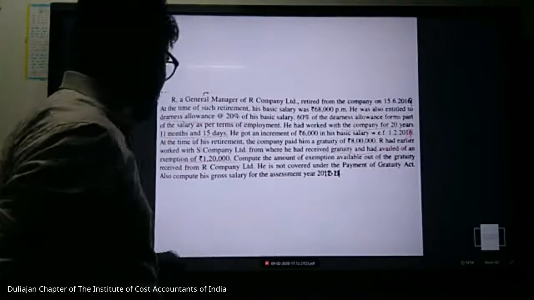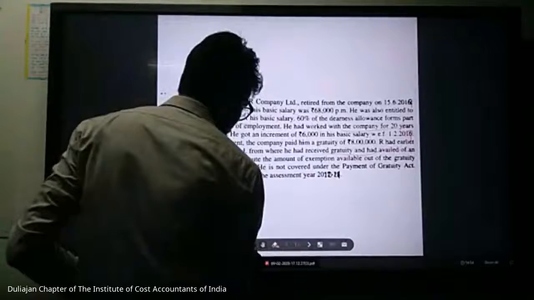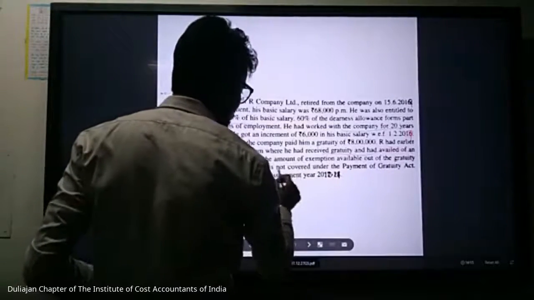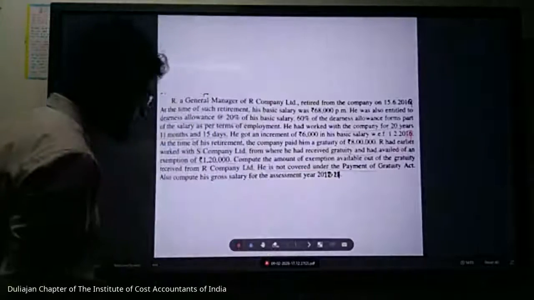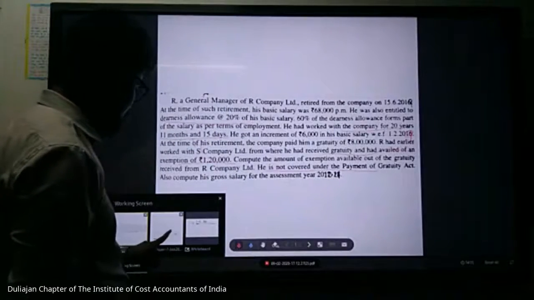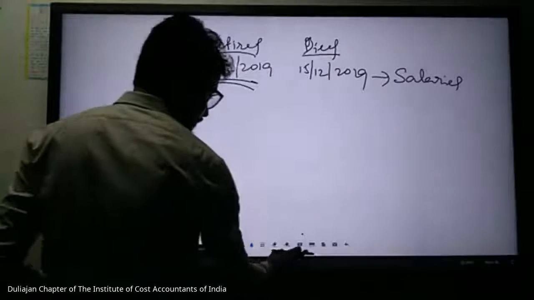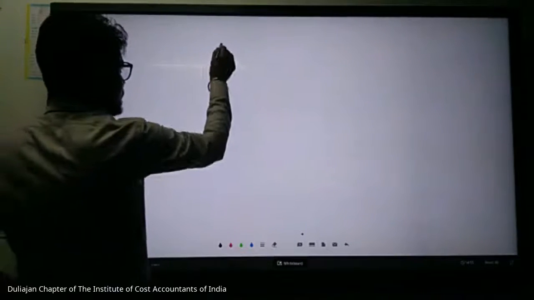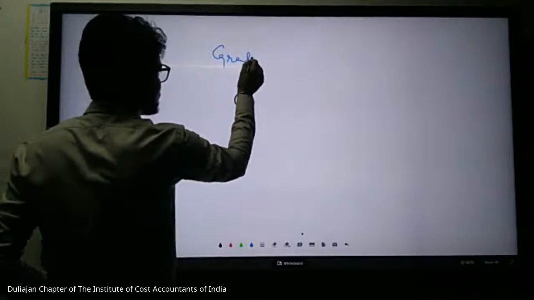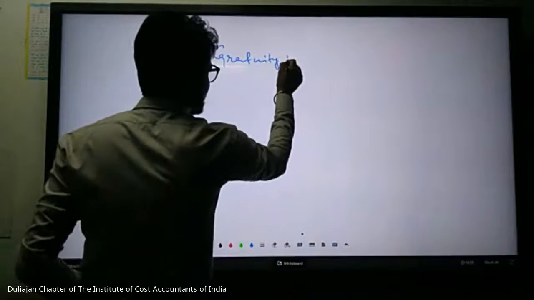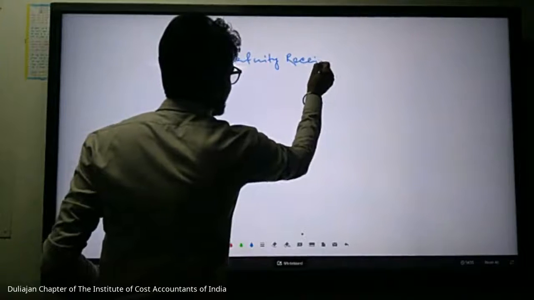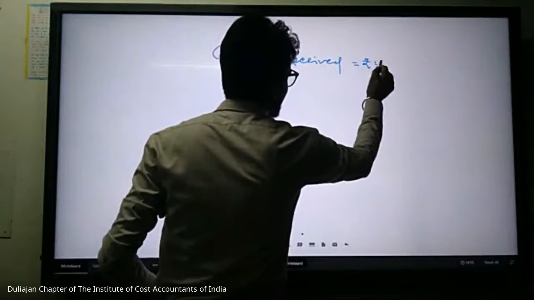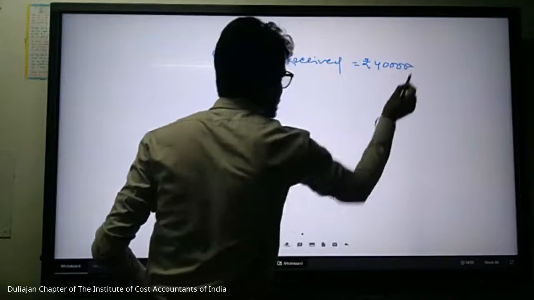Okay. So first we have learned whether the person is covered or not covered. Not covered. So how to calculate? First of all, gratuity received. Gratuity received is how much? Rupees 4 lakhs, I guess. Is it 4 lakhs?